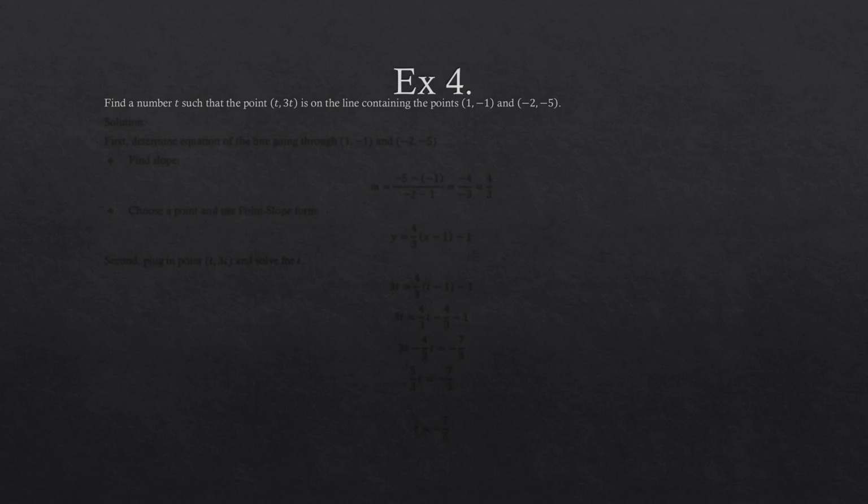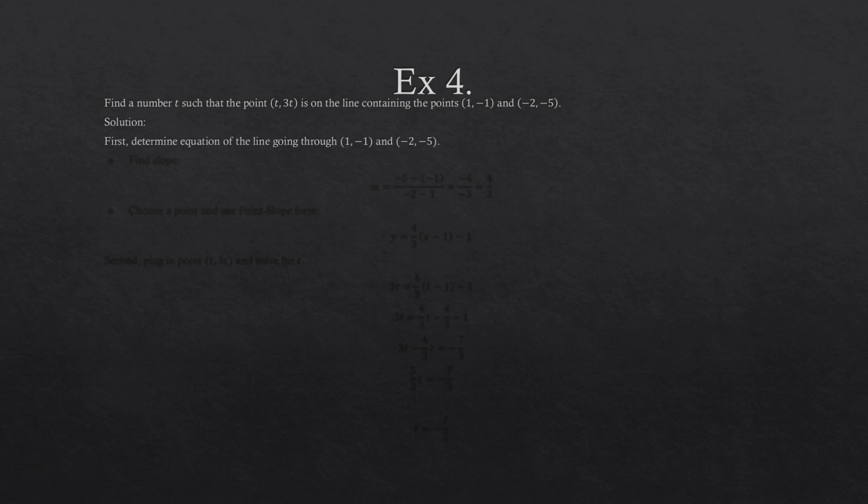Alrighty, let's look at a couple more examples. So this is example 4, and that is to find a number t such that the point (t, 3t) is on the line containing the points (1, -1) and (-2, -5). Okay, so we've got a line, and we're trying to determine a number so that (t, 3t) is on that line.